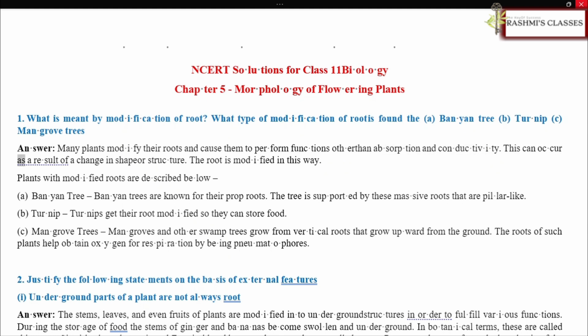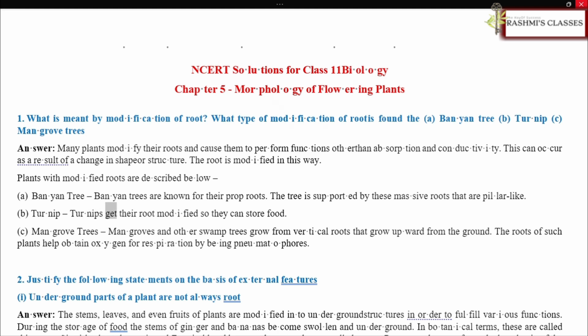This can occur as a result of a change in shape or structure. The root is modified in this way. Plants with modified roots are described below. Banyan tree. Banyan trees are known for their prop roots. The tree is supported by these massive, pillar-like roots.